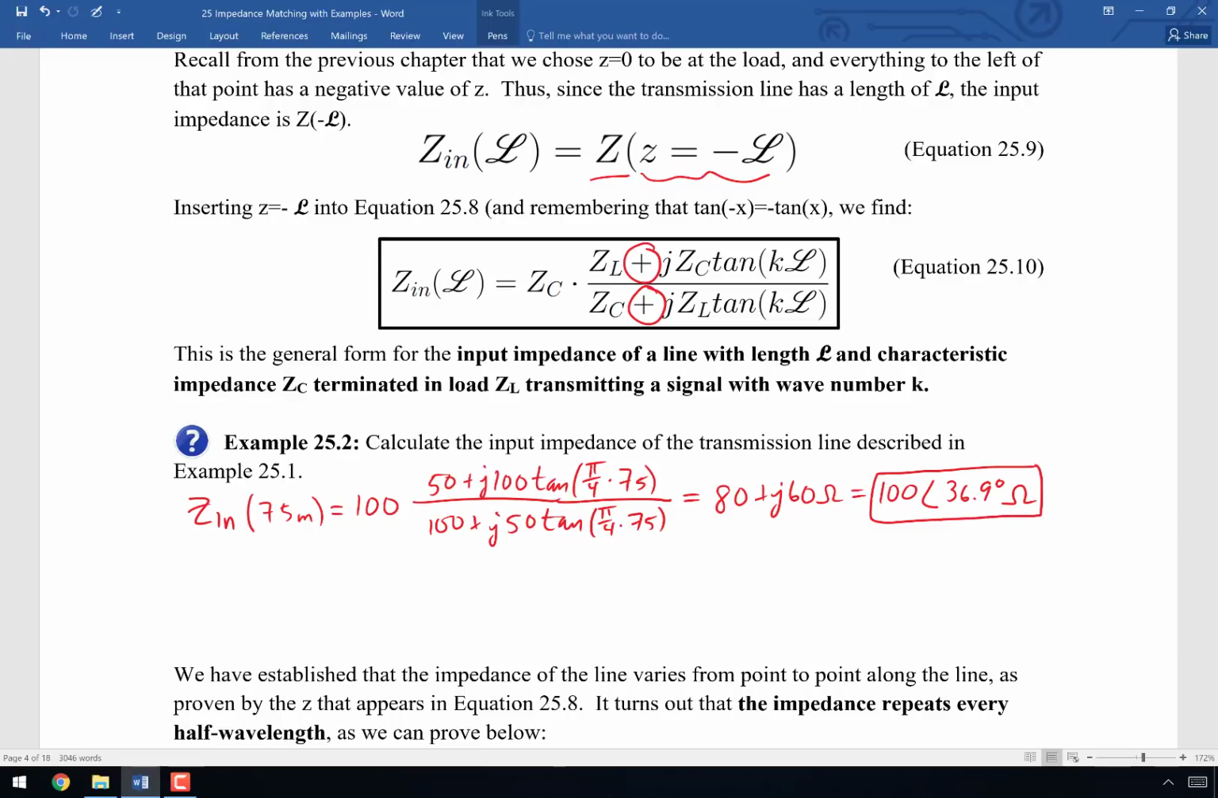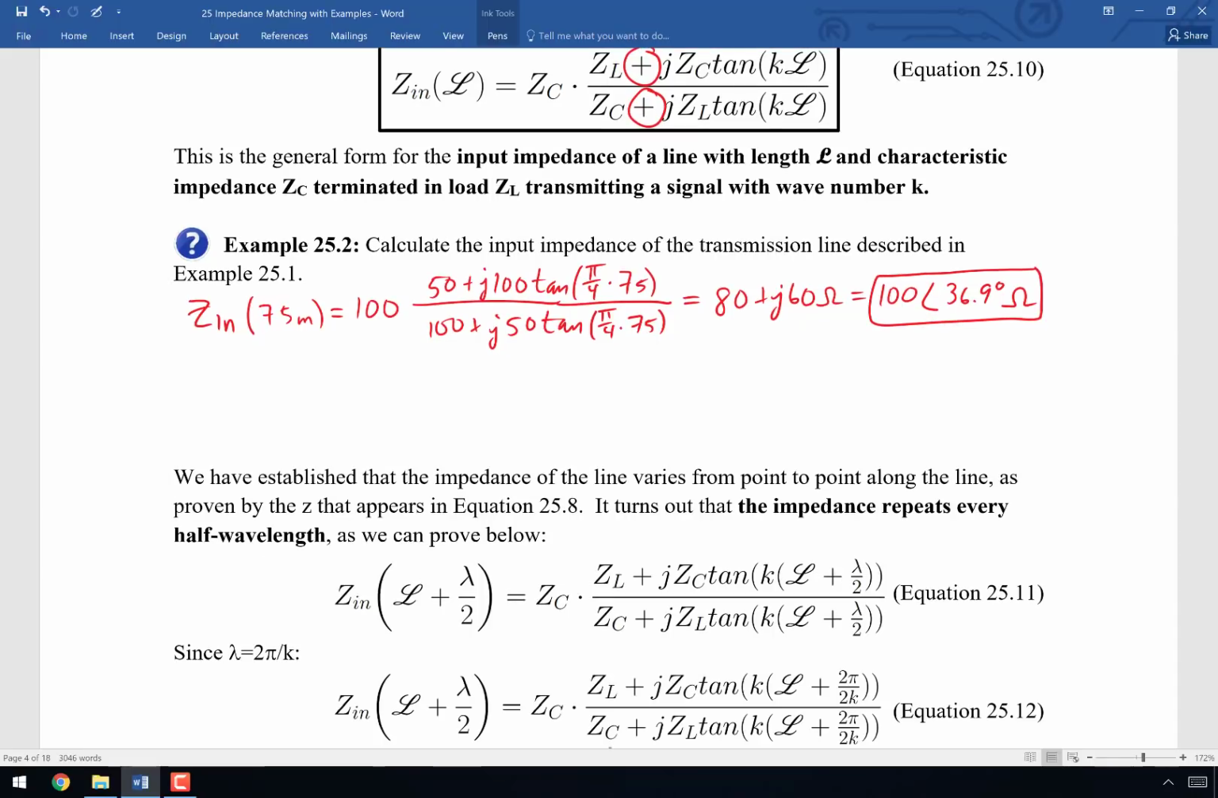If you are not pretty comfortable with using your calculator to do complex arithmetic, I would encourage you to become more comfortable. It's a skill that will benefit you not only in this class, but in other classes as well.